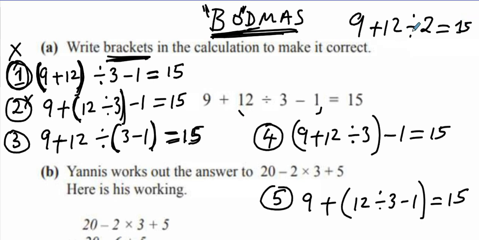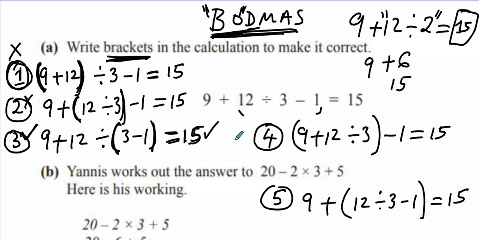After brackets, we go for division. 12 divided by 2 is 6, plus 9. So we have 9 plus 12 divided by 2, which is 6. Now see that 9 plus 6 is equal to 15, and this is the answer we are searching for. So we don't have to continue with the other possibilities, because the third possibility of keeping brackets over here is giving us the answer equal to 15. So this third possibility is giving us a correct answer.